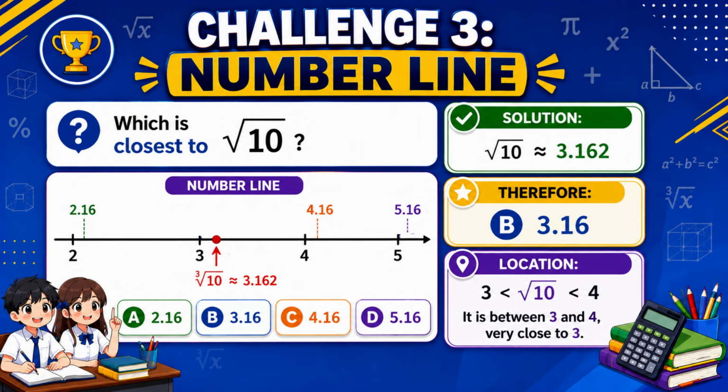Since 3 squared is 9 and 4 squared is 16, the square root of 10 lies between 3 and 4. Its approximate value is 3.162, so B is correct.